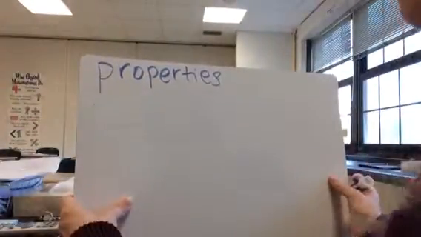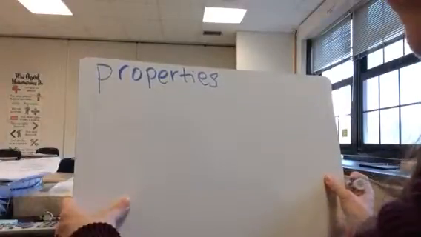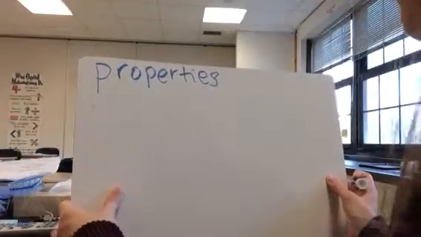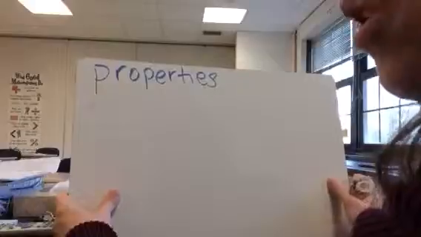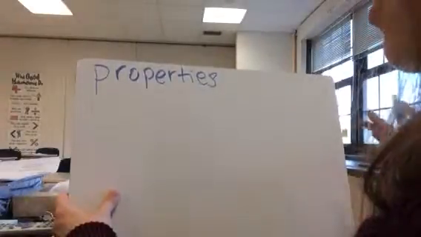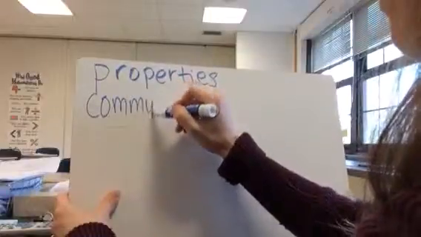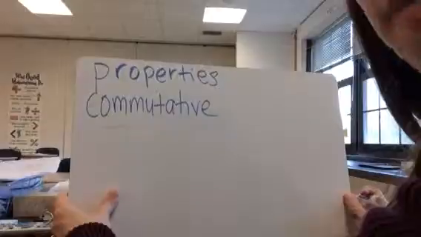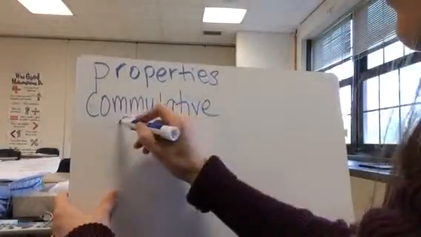Alright guys, this should help you do number 2 on your review packet, your unit number 1 review, or reviewing for the Regents, and it should help you answer number 2 in your packet. They ask about properties. Now there's certain properties you learned at the beginning of the year. The first property was commutative. The commutative property is the property that allows you to switch order.